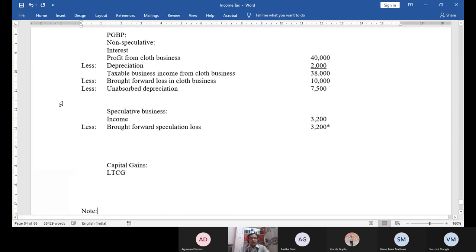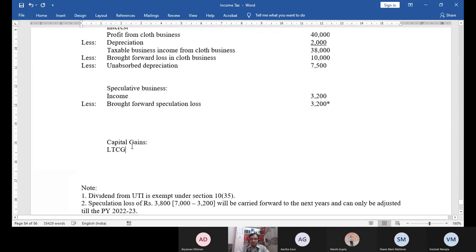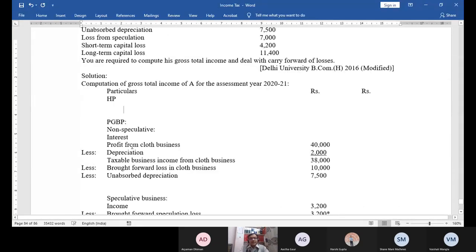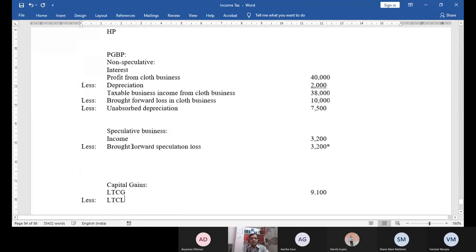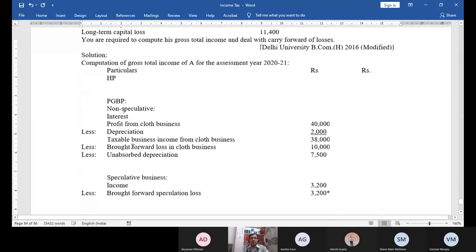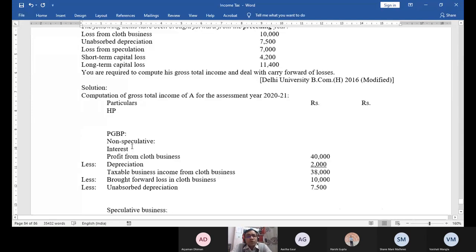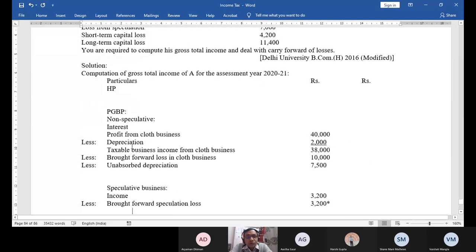So my long-term gain is 9,100 less. First, I will try to adjust the long-term loss because it can only be adjusted against LTCG, which is 11,400. Now there is no criteria that first of all you should adjust short-term loss or long-term. It depends upon your choice. And basically it is a tax planning question.